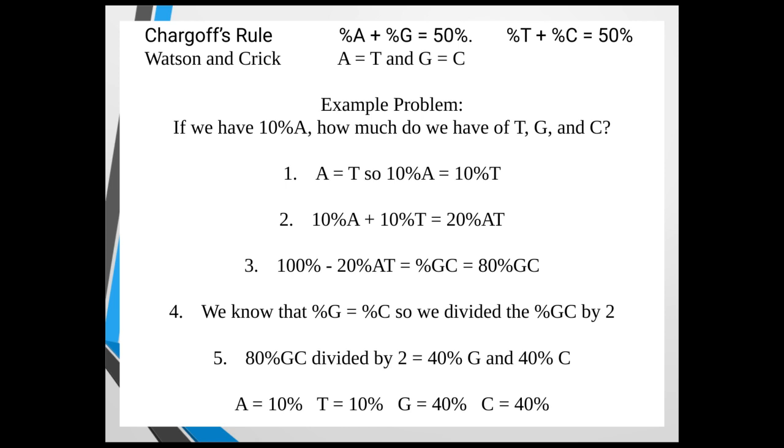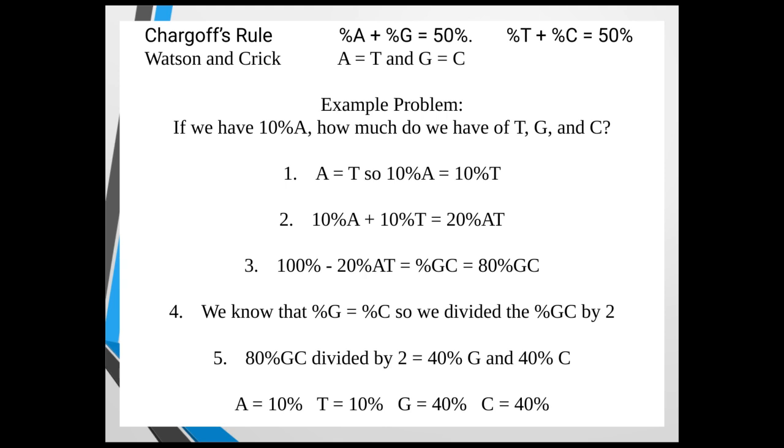If we have 10% of adenine, how much do we have of thymine, guanine, and cytosine? So we know that A equals T. We know that 10% of adenine means we have 10% of thymine. So we have 2 of our 4 bases covered. In step 2, you add those 2 amounts together. So 10% of adenine and 10% of thymine means that we have 20% of adenine thymine total. When we're talking about percents, the most that you can have is 100. So you have 100 minus the 20% adenine thymine, and that will give us the rest of guanine and cytosine.